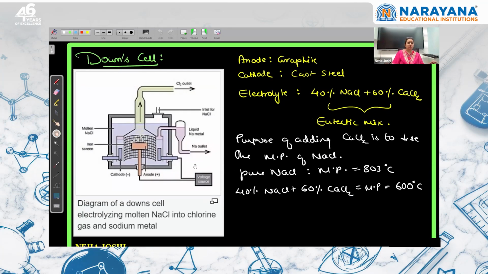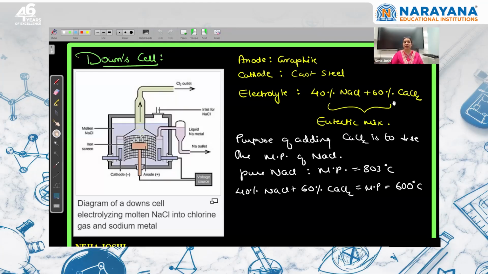So this Down cell is the apparatus that we use and is extremely costly, I would say. Why? Because anode is graphite, cathode is cast steel. Electrolyte is solid we are using and melting it. So we have 40% NaCl, 60% CaCl2.